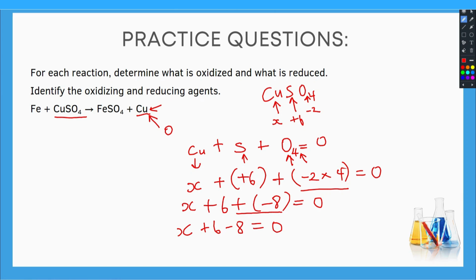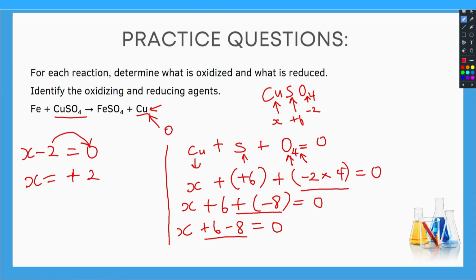This now becomes, let's go to the other side and do this. This now becomes X plus 6 minus 8. Plus 6 minus 8 gives us minus 2 equal to 0. So now X will be, if we take this 2 to the other side, the minus becomes plus. X is equal to plus 2.